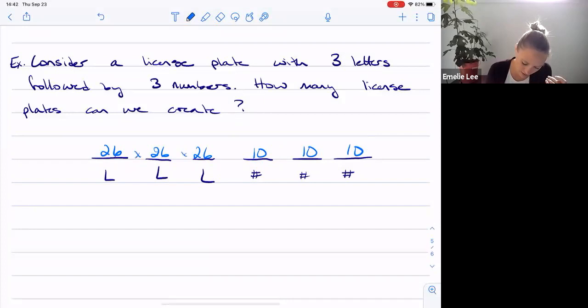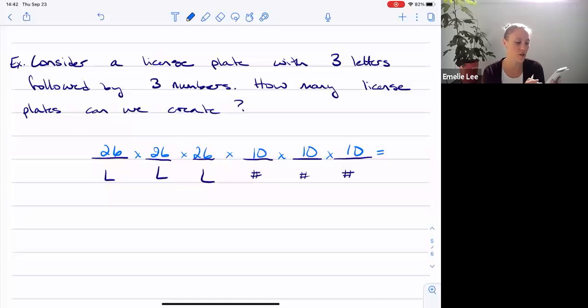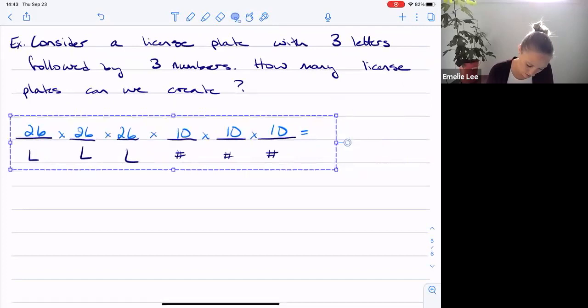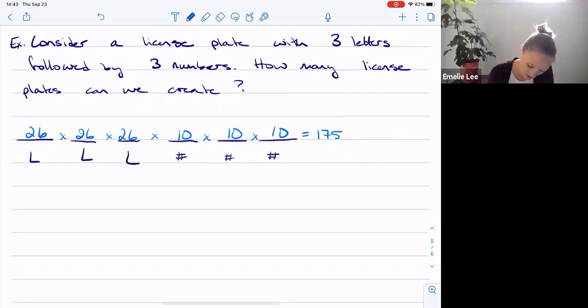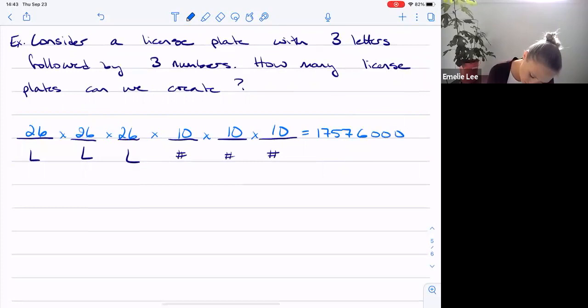Something makes me think that it's too large, probably, for my calculator to handle, but I'm just going to try it. 26 times 26 times 26 times 10 times 10 times 10. Okay, never mind. It can handle it. Let me bump this over. So there are 17,576,000 possible license plates with that combination.